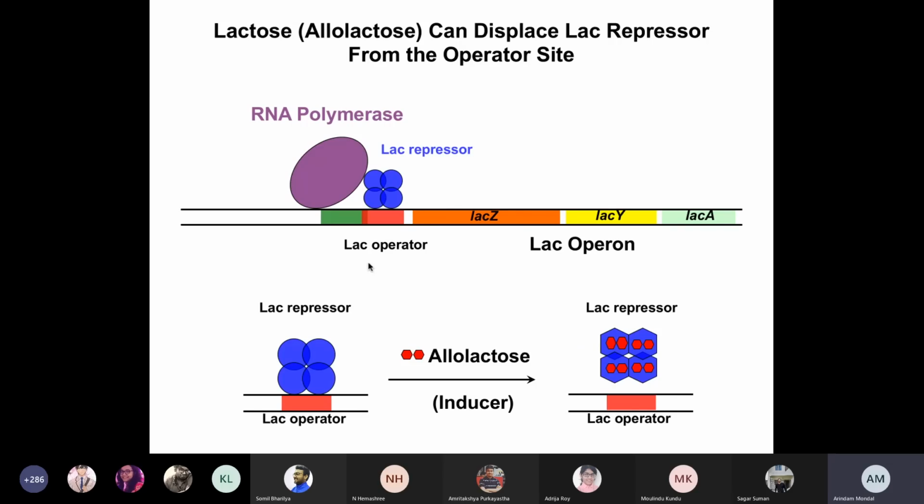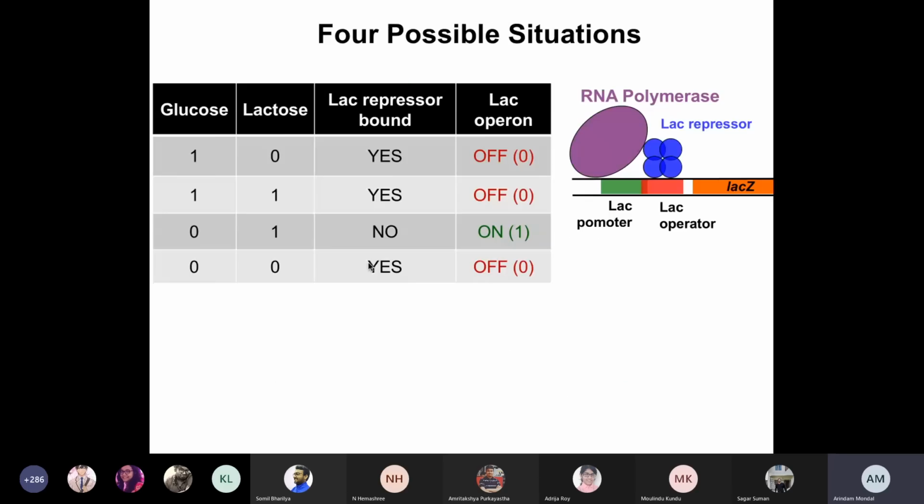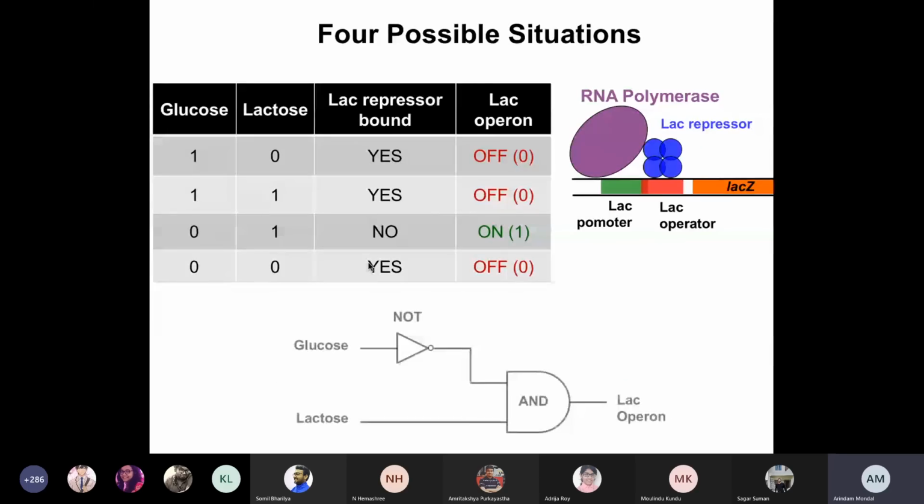But the only catch is there has to be lactose in the environment. If there is no lactose, there will be no allolactose formation. There will be no release of the lac repressor. There will be no transcription initiation. So if you look at the complete summary, you will see that if there is glucose and no lactose, it will not initiate the transcription. That means the lac repressor remains bound to the operator and the operon remains switched off.